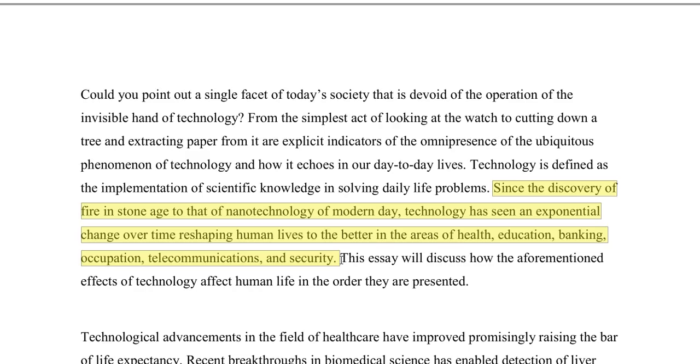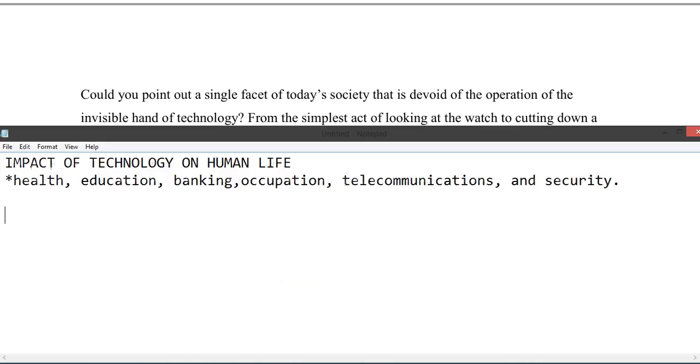Thesis statement announces to the reader what you are going to discuss in your essay, in this particular essay. So this thesis statement says he is going to discuss health, education, banking, occupation, telecommunications, and security. It says he is going to talk about how technology impacts human lives in the fields of health, education, banking, occupation, telecommunications, and security.